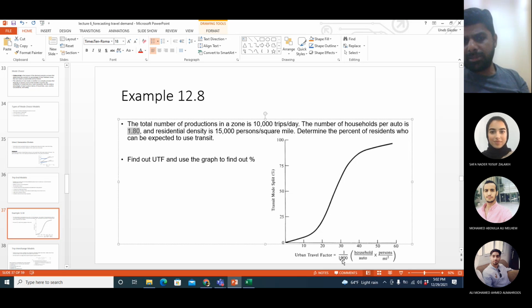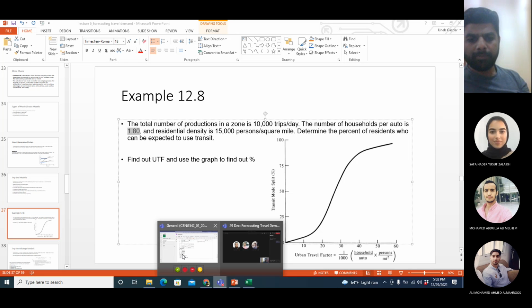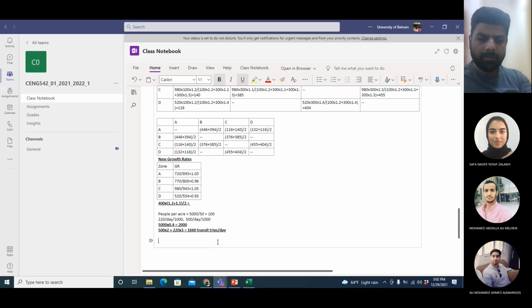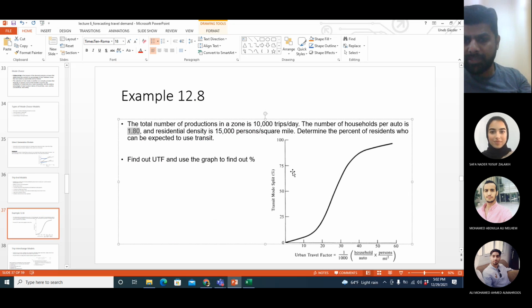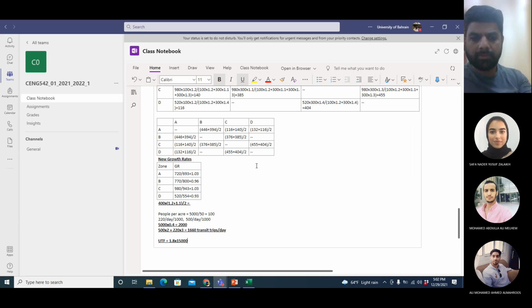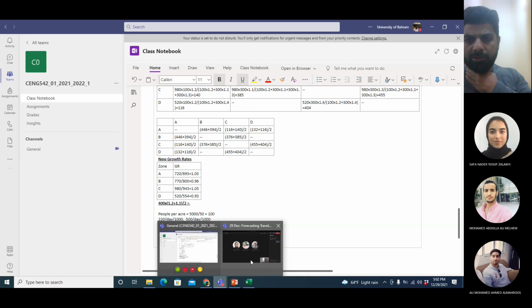In any case, we need household per auto multiplied by the residential density divided by 1000. So for this area, the household per auto is 1.8, multiplied by residential density, which is 15,000, divided by 1000. Which is basically 1.8 into 15. How much is it?